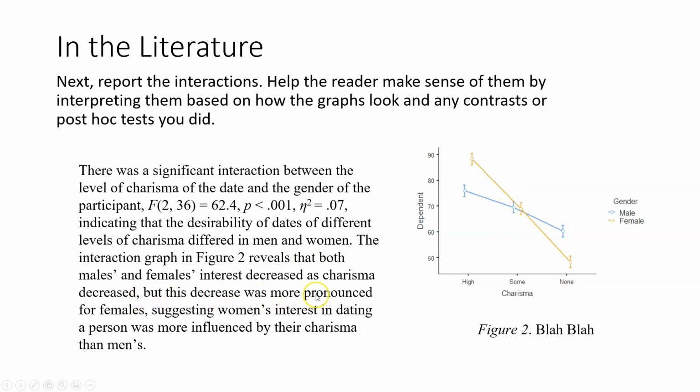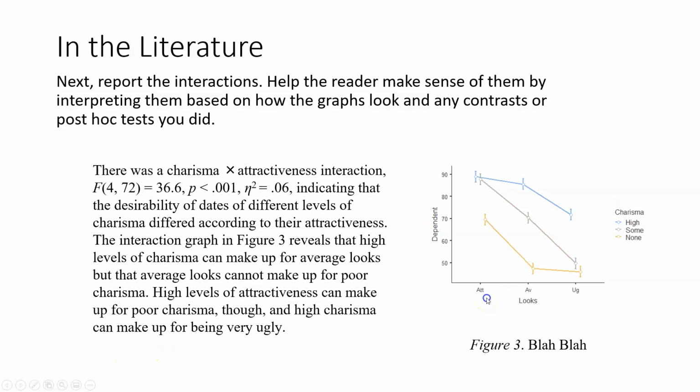But this decrease was more pronounced for females. As you see, the orange line is more pronounced, suggesting women's interest in dating a person was more influenced by their charisma than men's. So women care more about charisma than men do.